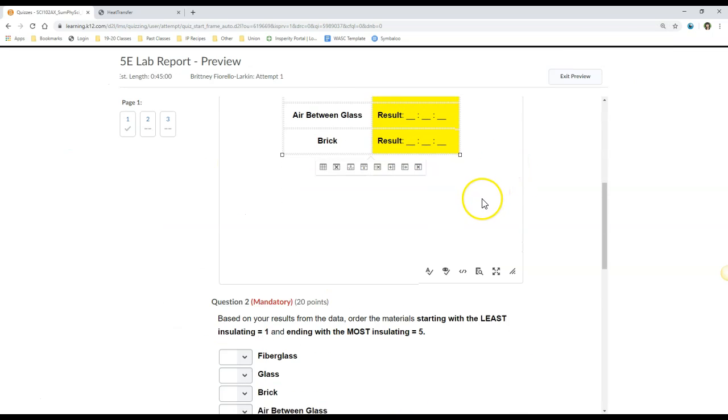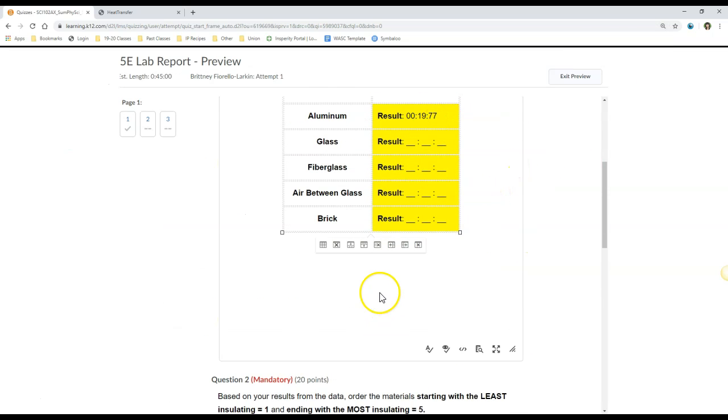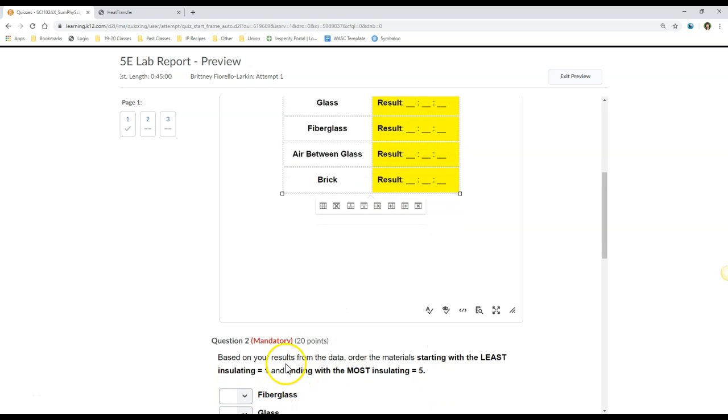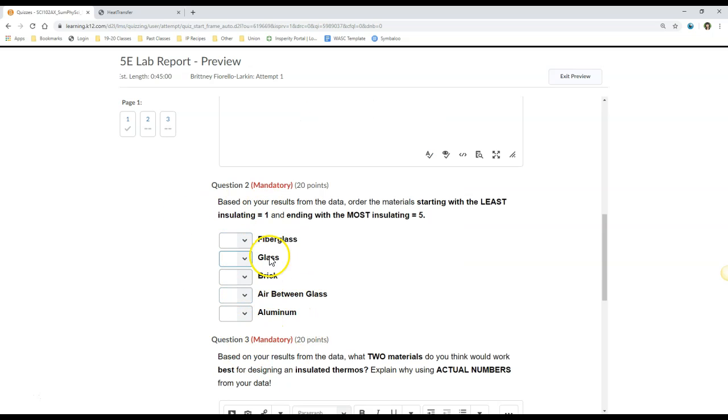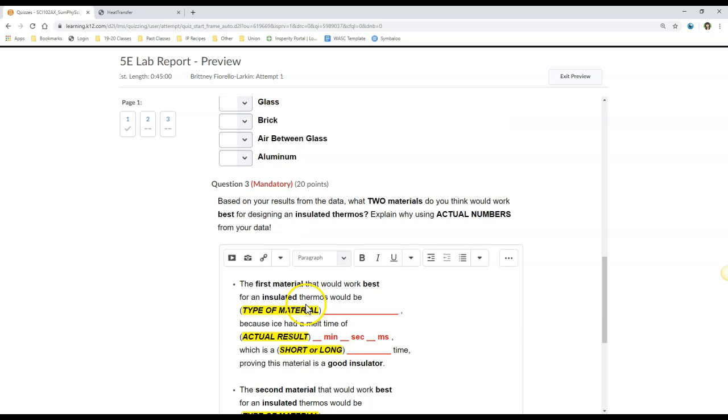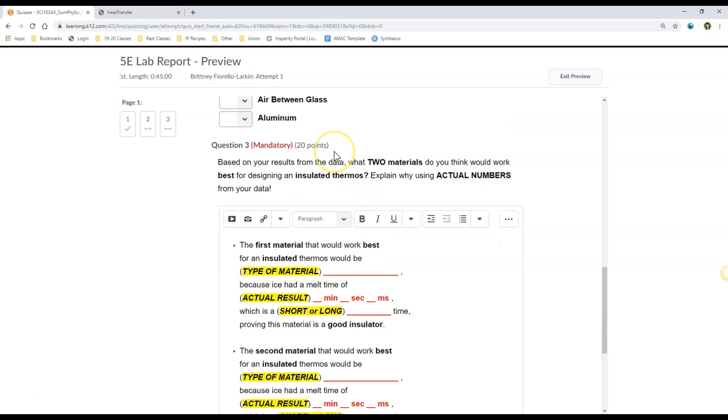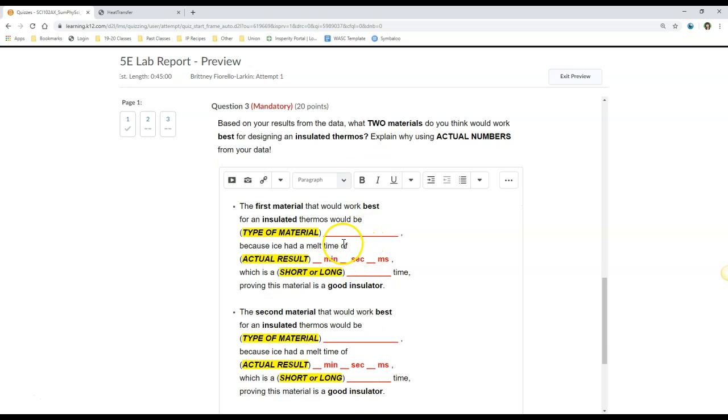So look at your data and number them 1 as the shortest and least insulating to 5 as the longest time and most insulating. You're going to order those, and you do need to get them all correct in order to get the credit for that. Then, based on your results from the data, what 2 materials do you think would work best for designing an insulated thermos? Use actual numbers from your data.